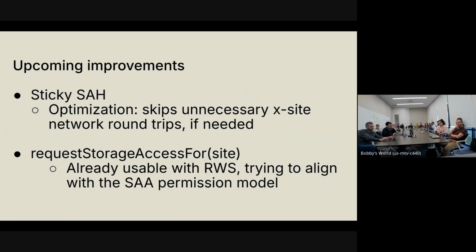And the other bit is an API called requestStorageAccessFor, which already exists and is usable just with RWS, but we're trying to get it to be more aligned with the storage access permission model, potentially being able to show a prompt there, and overall just fit in better with storage access, because currently it uses a different permission, which I think is not super optimal for developers.